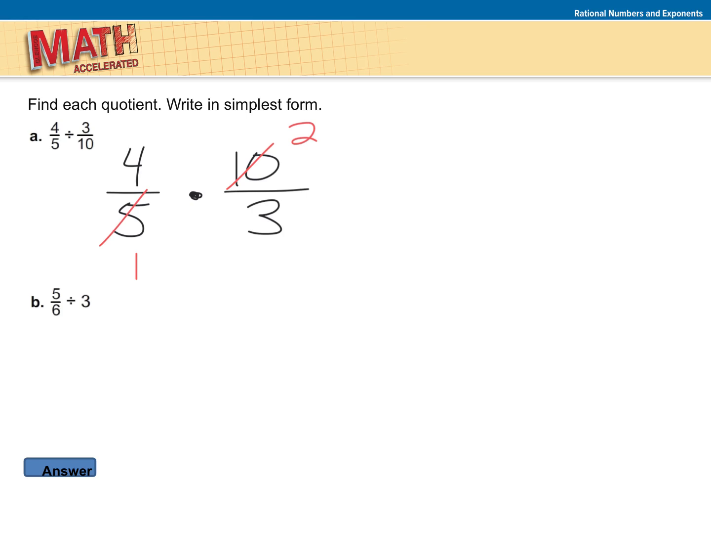Can I simplify anything else? Nope. So multiply straight across. What do I get? 8. 4 times 2 is 8 over 3 times 1, which is 3. Is that my final answer? Why no?